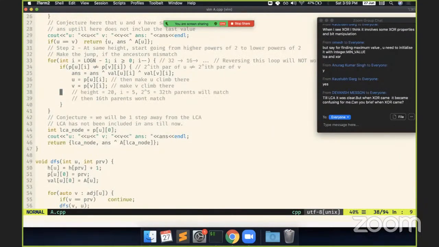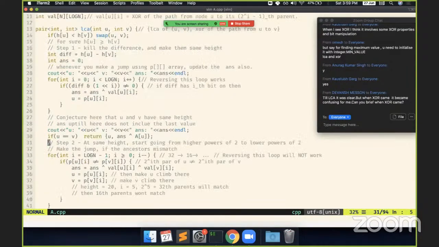Okay, I understood the error. The error was here, I think. Yeah, in the jumping portion eventually. It should have been this.